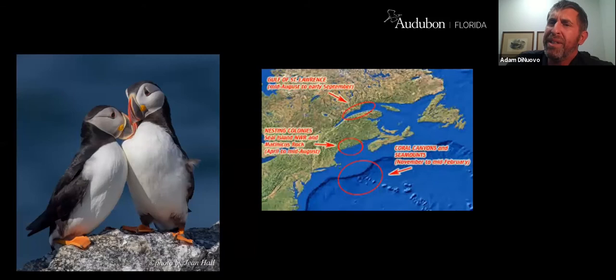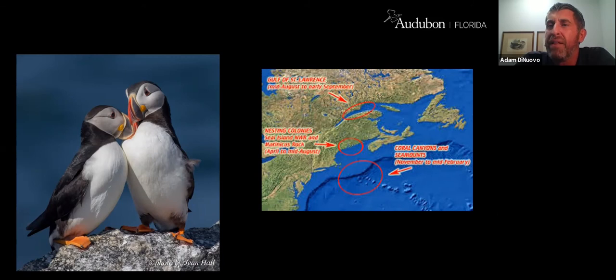So what we did was we put geolocators on these birds, and these are tags that measure ambient light to get a latitude and longitude of where the bird is located when the data is downloaded. And this little map here is kind of what we found out. The circle in the middle is the nesting colonies in Maine.